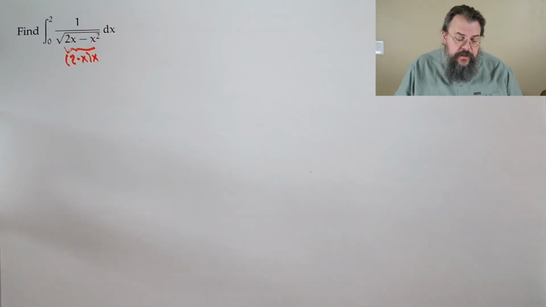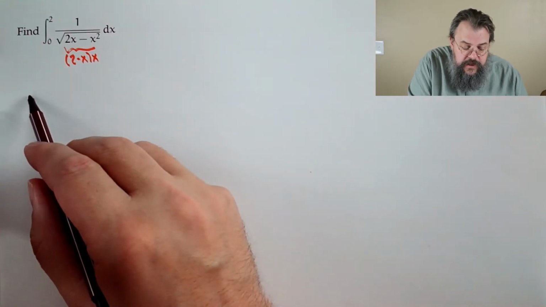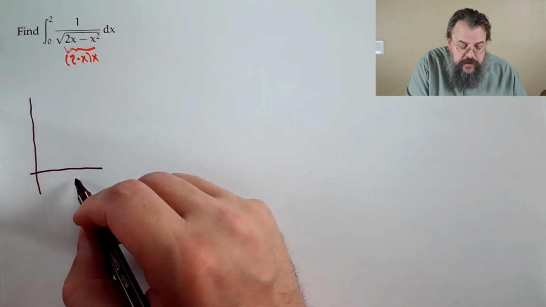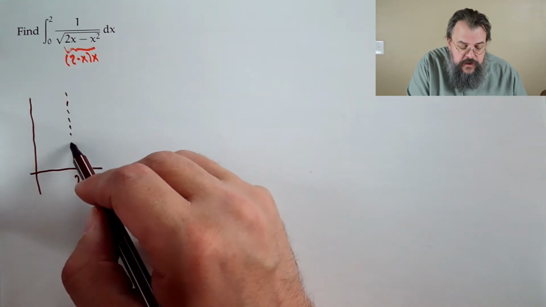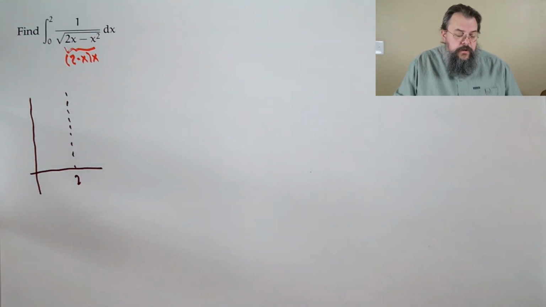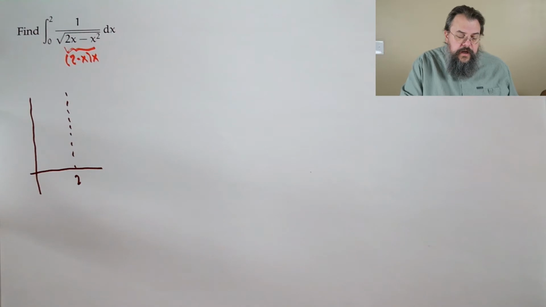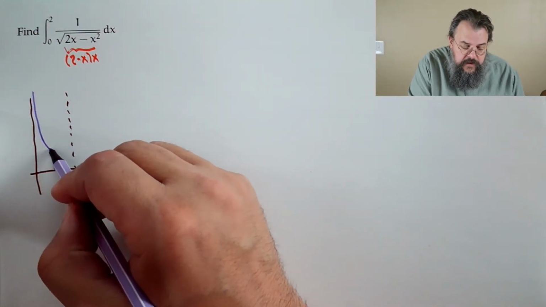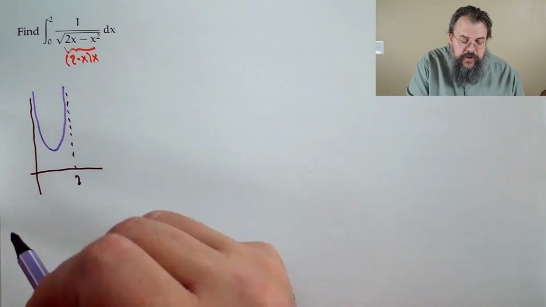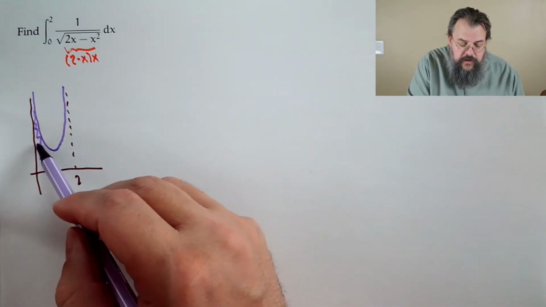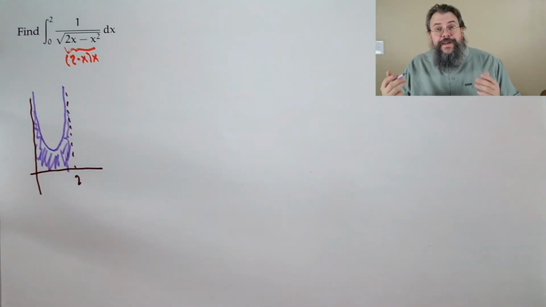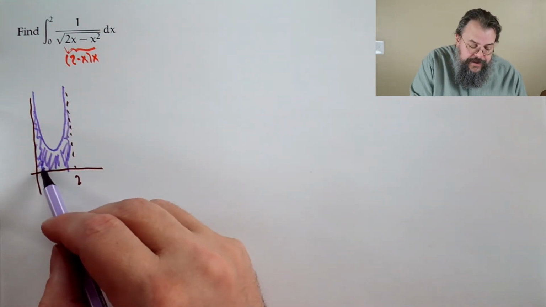So what does the picture look like? Well, the picture does something along the lines of the following. So we have 0, let's say here's 2, and what'll be going on is our curve does something like this. So we're looking for this piece here. So we actually have 2 places where we could have concerns.